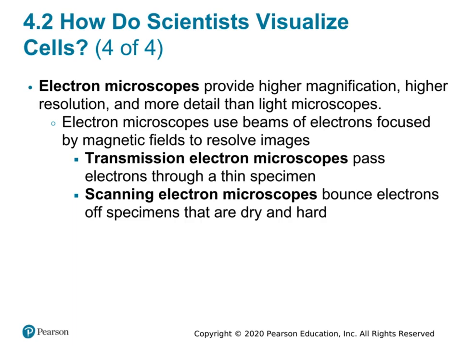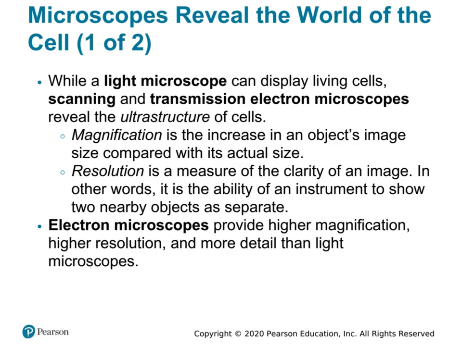So while we have a light microscope to display living cells, it's really the scanning and transmission electron microscopes that reveal all the details, the ultrastructure of cells. We can really utilize high magnification with electron microscopes. Resolution is more of a measure of clarity of an image, and we definitely have better clarity with electron microscopes as opposed to light microscopes. Electron microscopes also provide not only higher magnification, not only higher resolution, but just much more detail, that ultrastructure that we don't get from light microscopes.